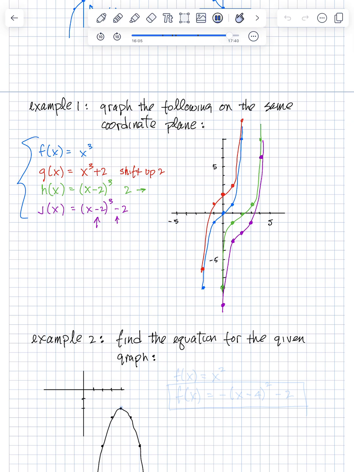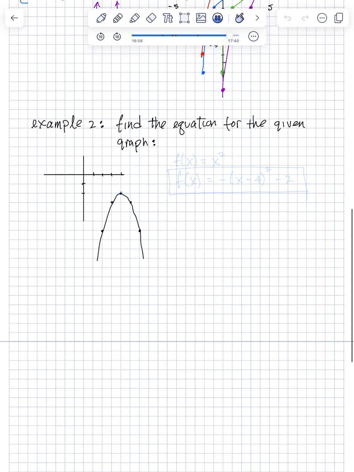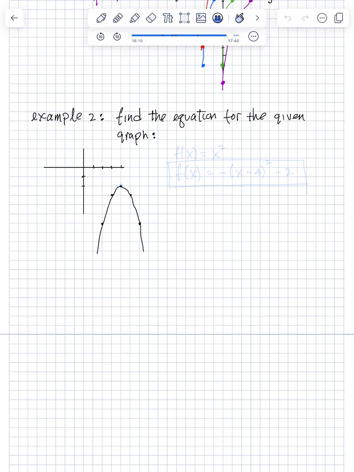Okay, example 2. We're given a graph and we need to find an equation for the graph. Well, we can tell by looking at the graph, we know it's a parabola, and so the parent is f of x is equal to x squared. But what do we know about this? Well, it's flipped, so it's reflected in the x-axis. It's also moved to the right 4 places and down 2, just by looking at where the vertex is.